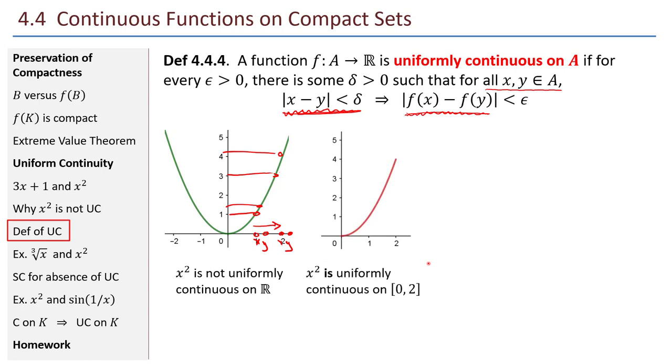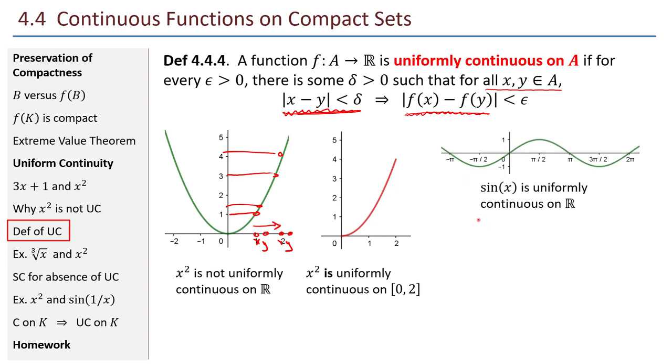However, the function x squared is uniformly continuous on the closed interval from 0 to 2. And this is an important distinction. Uniform continuity is not a characteristic of just a function, it's a function and a domain. We talk about a function being uniformly continuous or not uniformly continuous on a particular domain.